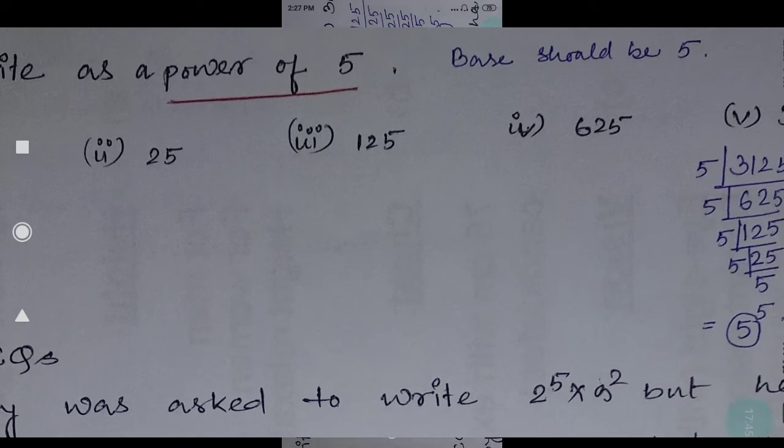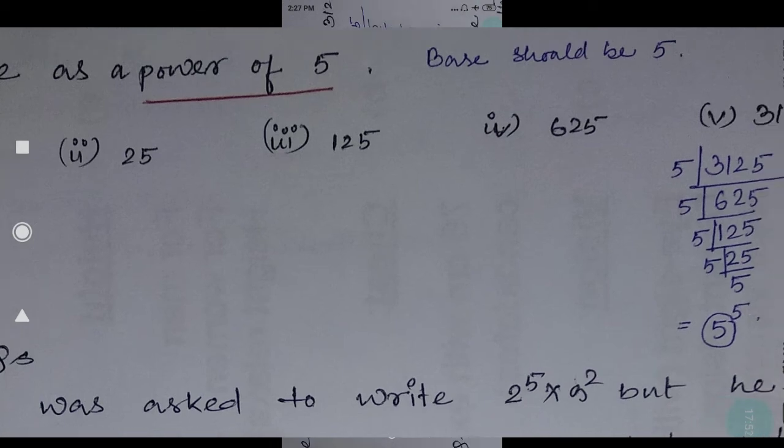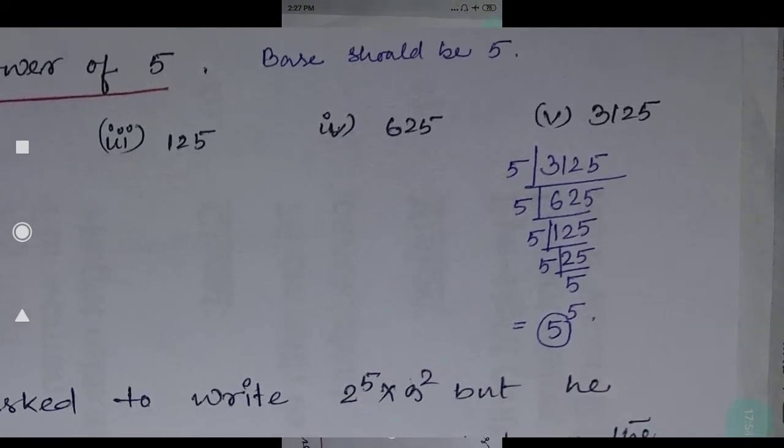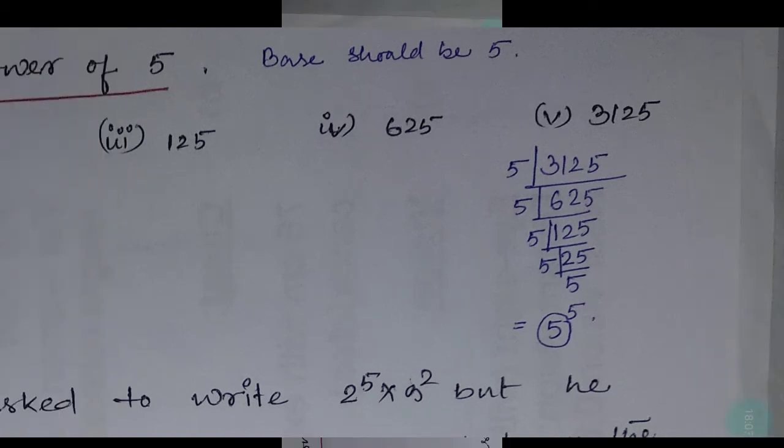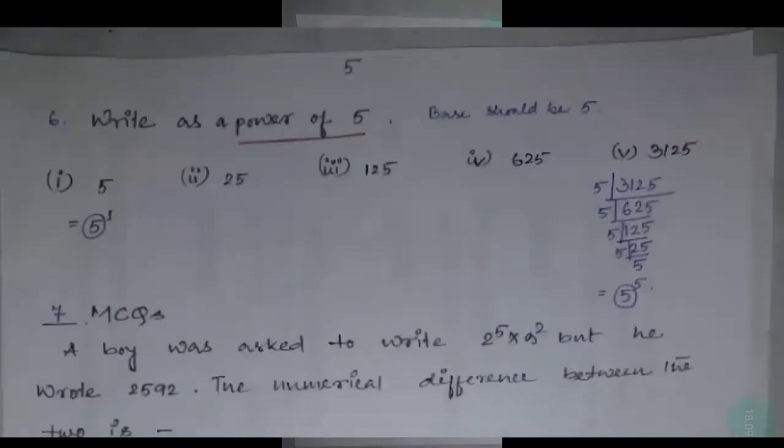Now 625. 625 means 5 into 5 into 5 is multiplied how many times? 4 times. So 5 power 4. Again the number 3125. We don't know the factors of 3125. So what do we have to do? We have to do the factorization. First we will do factorization. 5 625 is a 3125. Then again if we do like this, then we will get what? 5 is multiplied how many times? 5 times. That means 5 power 5.